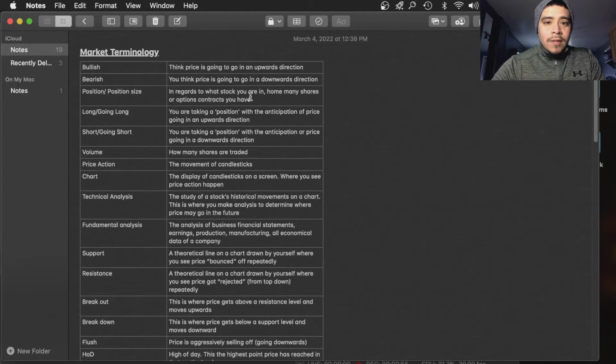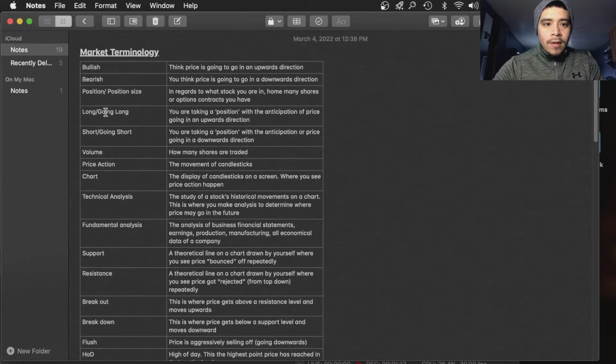So in regards to what stock you're in, how many shares or option contracts you have. So with position, you could say, what is your position in Apple? So people are basically asking you how many shares you have or how much money you put in. And then position size is pretty much the same thing. So what's your position size?